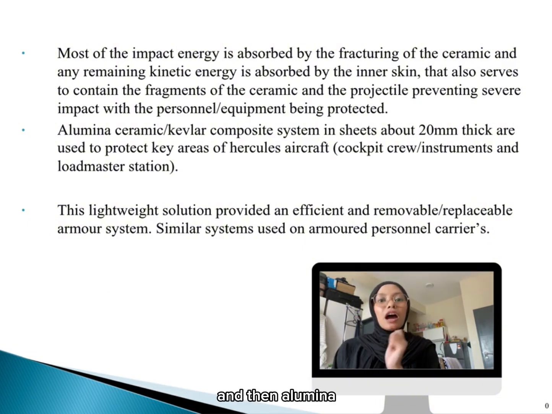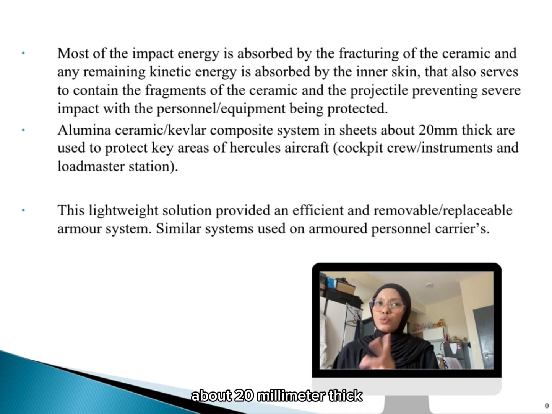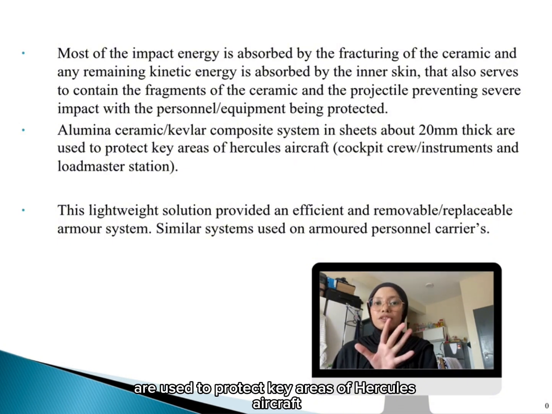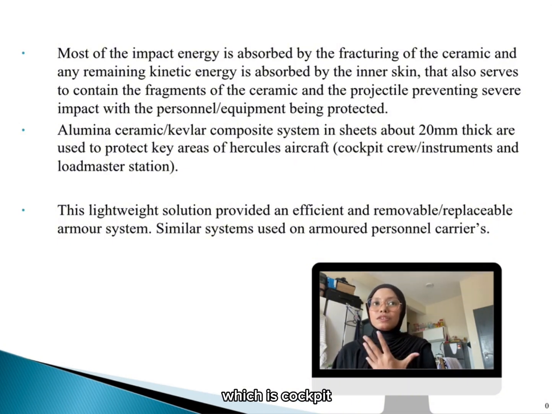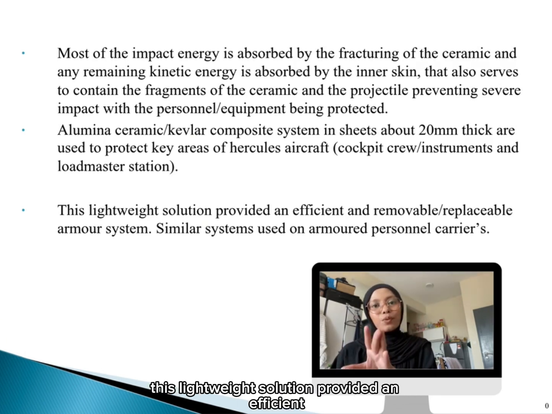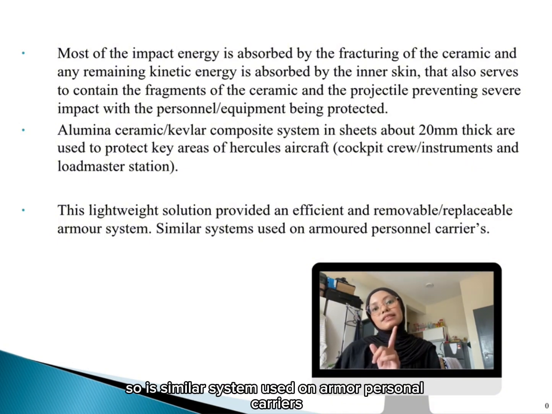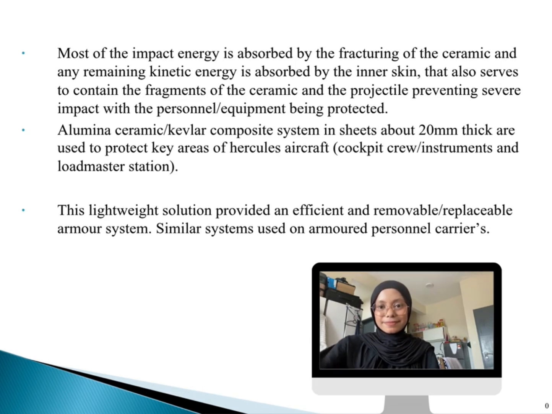And then, alumina ceramic or Kevlar composite systems in sheets about 20 mm thick are used to protect key areas of Hercules aircraft, which are the cockpit, crew, instrument, and loadmaster station. So, this lightweight solution provided an efficient, removable or replaceable armor system. So, a similar system is used on armored personnel carriers.